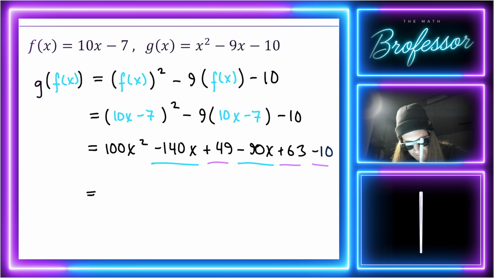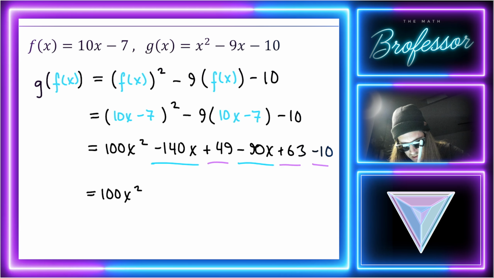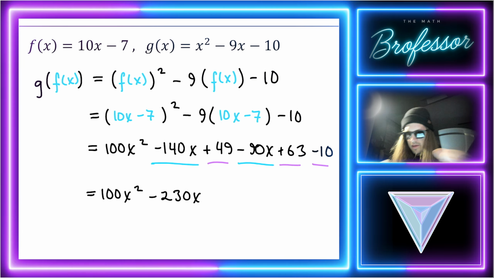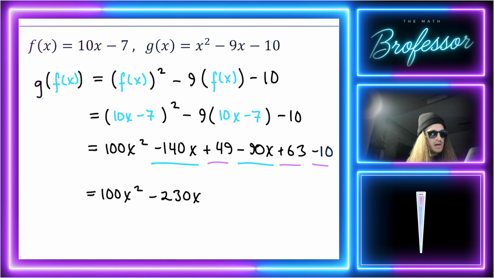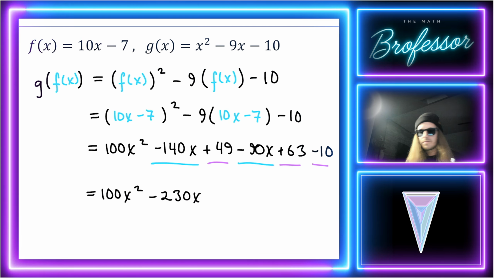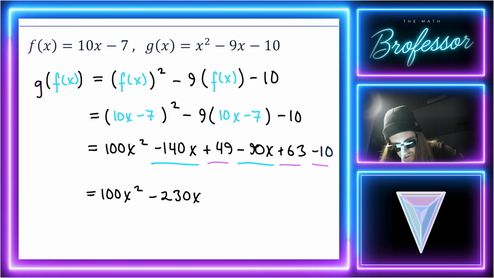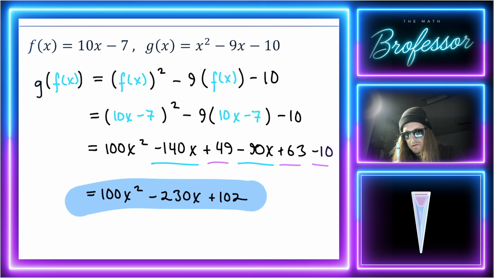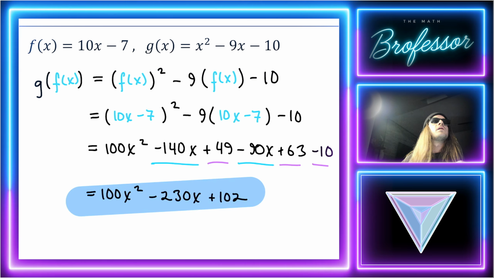Combine those. We would have 100x squared. Negative 140 minus 90 is negative 230x. And then calculator, here we go, 49 plus 63 minus 10 is going to be 102. This is going to be a very narrow parabola.